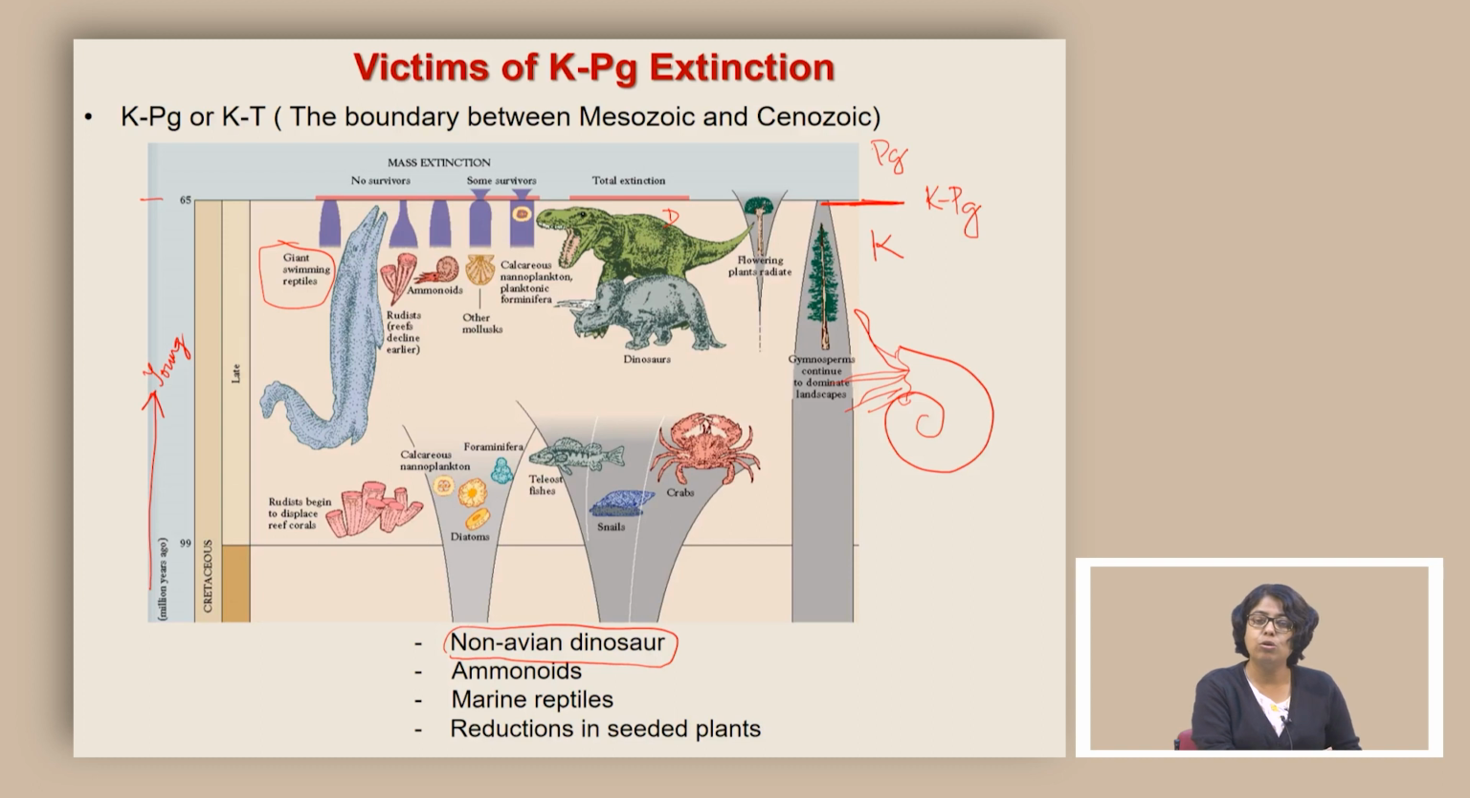So, squid and octopus, they represent a group called cephalopoda, and these ammonoids are also cephalopods, but these ammonoids were really large.